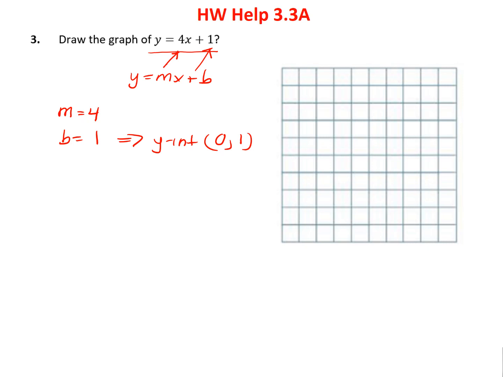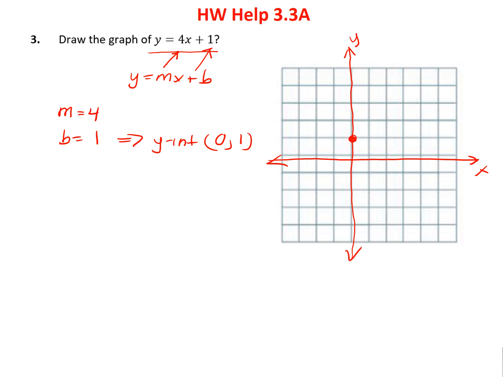So let's set it up here. First we're going to need to draw an axis, so I'm just going to draw it right here in the middle. This is my y, and this is my x through here. And then our first point is (0, 1).